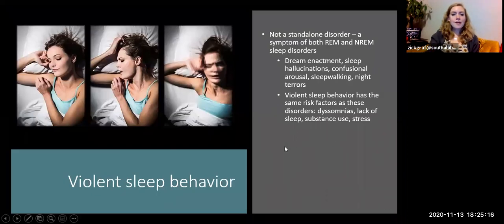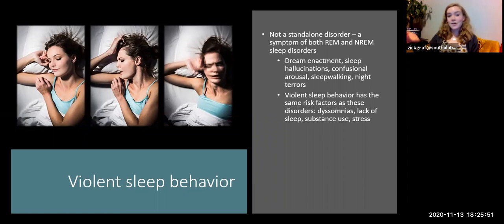Okay. Another symptom that can cut across non-REM and REM behavior disorder parasomnias is violent sleep behavior. Like I said, it's not a standalone behavior. It can involve dream enactment, but it can also occur because of sleep hallucinations. So that would be behavior that's influenced by REM sleep, happening during REM sleep. But it can also happen as a result of confusional arousals. It can happen during sleepwalking. It can happen during night terrors. Violent sleep behavior has the same risk factors as all of these disorders.